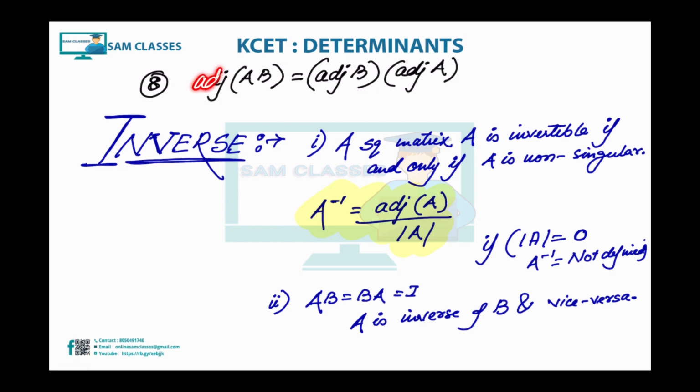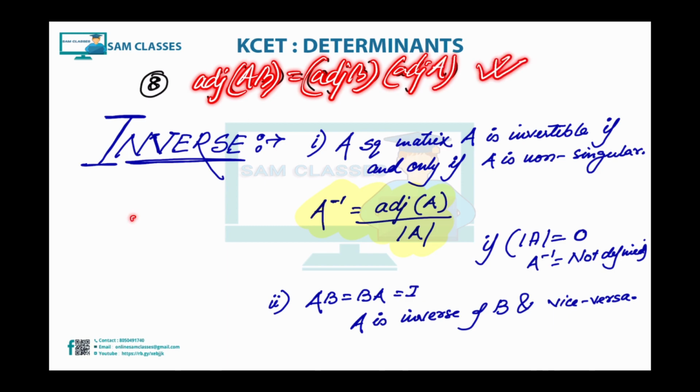Now coming to this property, again same thing as reversal law. Adjoint of AB is adjoint of B, the last one comes first, into adjoint of A. That's it. Now what is inverse?